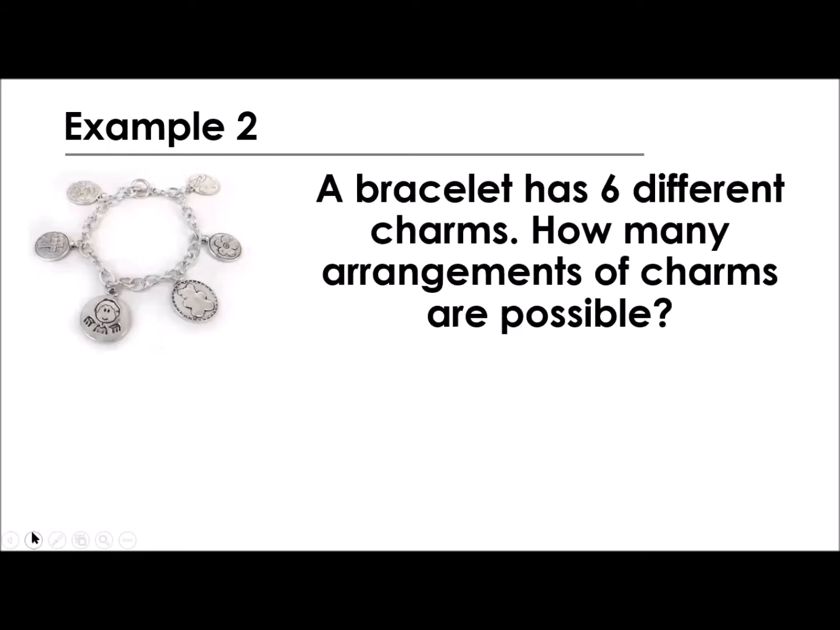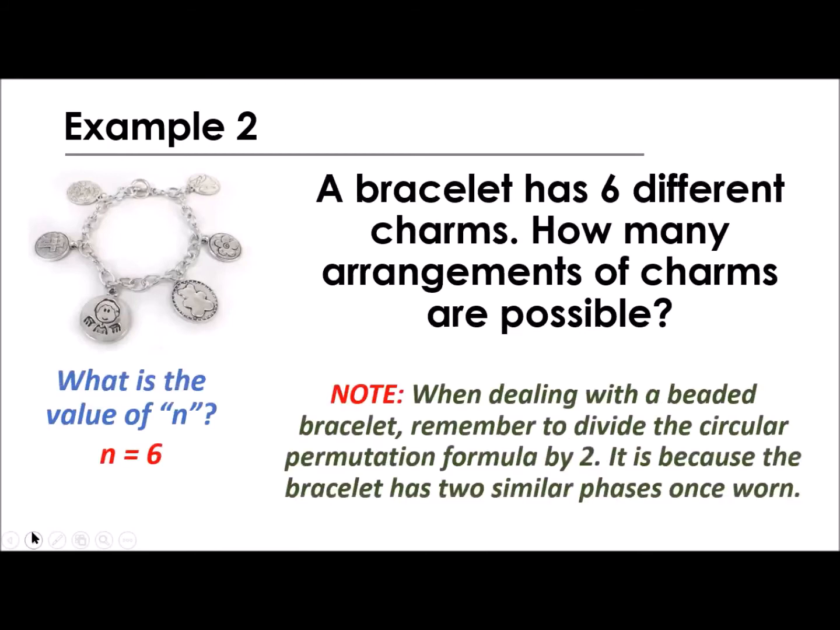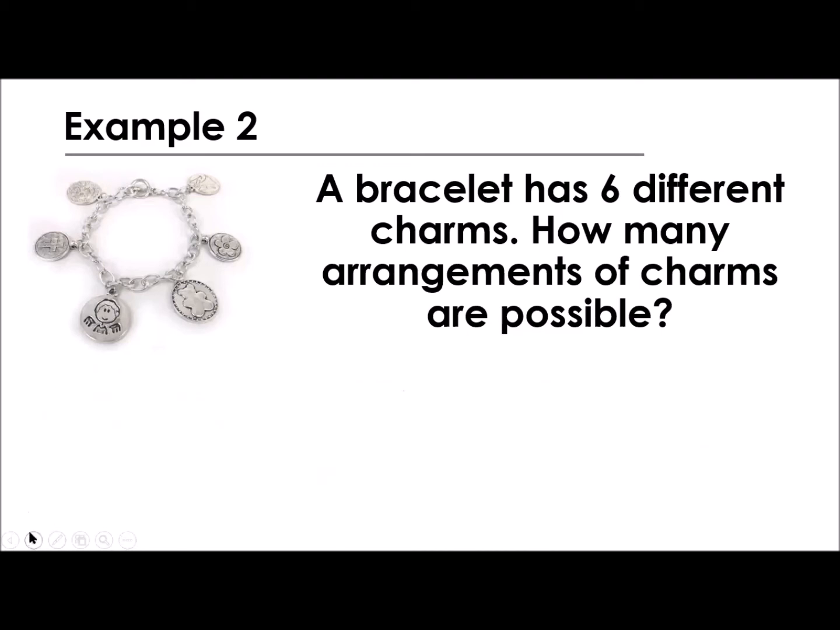So let's solve for that. In bracelet, let us be careful on solving for this because we need to provide divided by 2 on the formula of circular permutation because a bracelet has 2 similar faces once worn. So, pagka sinuot mo yung bracelet, iba ang itsura niya pagka on its front and on its back. So, pagka iniikot mo yung wrist mo, naiiba yung faces. Okay? So, kailangan mag-divide by 2. So, please take note of that in a bracelet. So, bracelet lang siya ha.